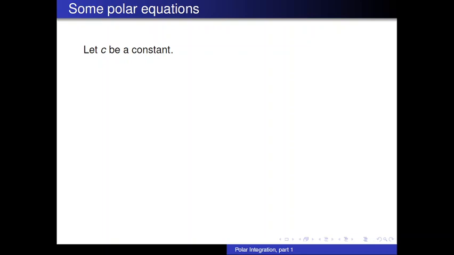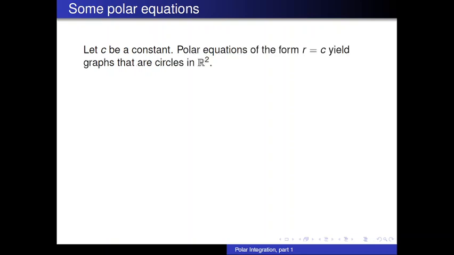So let's first, before we do any integrals, remember why we might even want these polar coordinates to begin with. The idea is that we were going to try to do integrals over regions of the plane that are not very nicely described using rectangular coordinates, but are nicely described using polar coordinates. So let's think first about some polar equations where we have one variable, either r or theta, equal to a constant. Let c be a constant. Then what does a polar equation of the form r equals c yield? It yields a circle in the plane that is centered at the origin and has radius c. So we'll see a picture of that in a second.